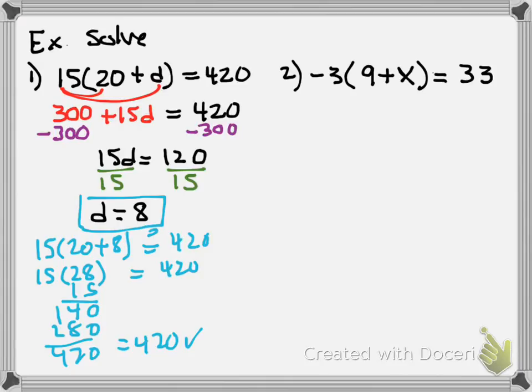Okay. So yes, we have parentheses. So yes, we're going to distribute. So a negative times a positive. That's the dialogue I have as I worry about signs first. A negative times a positive is a negative. And then 3 times 9 is 27. A negative times a positive is a negative. And then 3 times x is 3x. Okay.